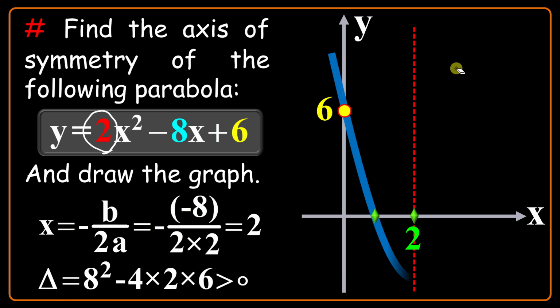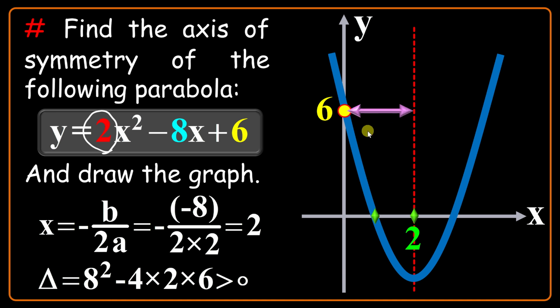So I should draw the parabola something like this. It has 2 crossing points with the x-axis, the roots. More than that, pay attention to the axis of symmetry. It's very important. Here, from 6 to the axis of symmetry, I have 2 units distance.